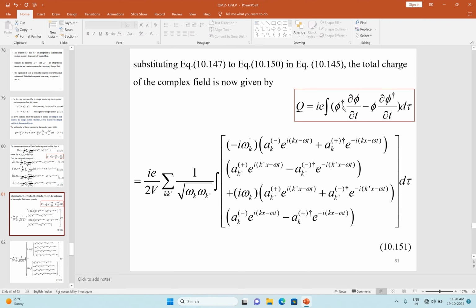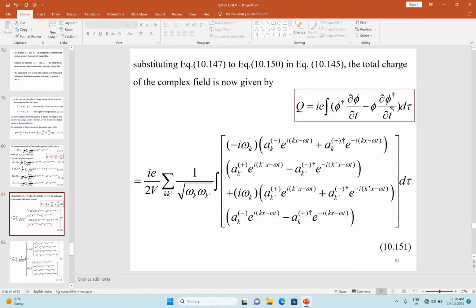You have phi dagger multiplied by phi dot. So this is your phi dagger multiplied by your phi dot, and I have pulled this minus i omega k out, common out. And look at the second term, phi multiplied by phi dagger dot. See here, phi dot dagger.